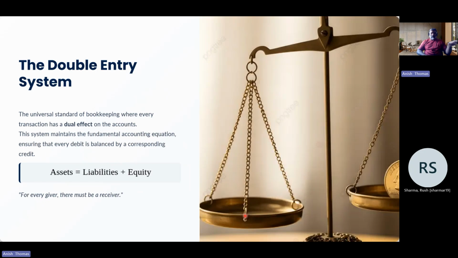Now, there's a formula that says assets is equal to liabilities plus equity. That is the accounting formula that we have.